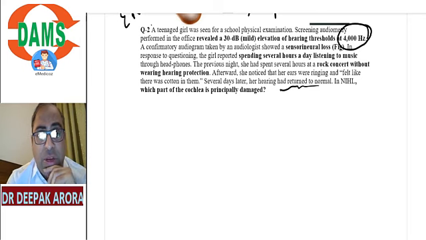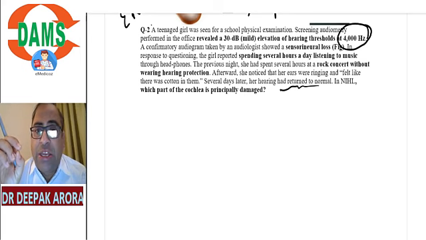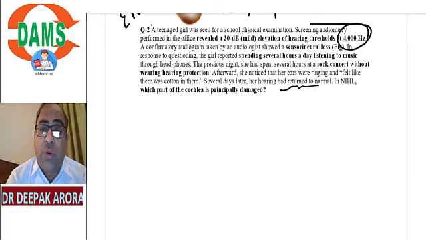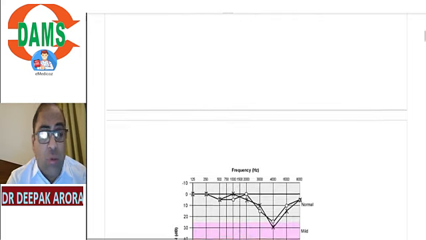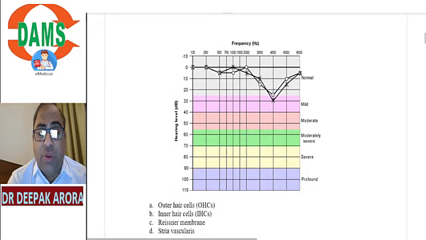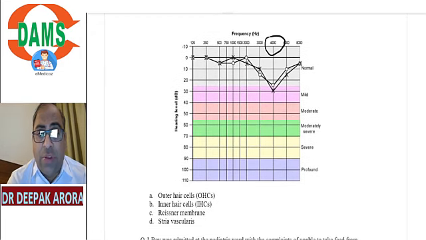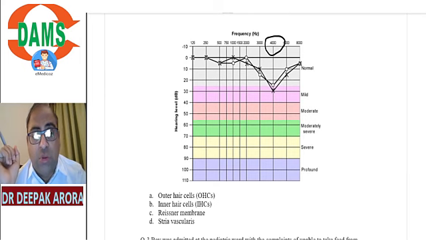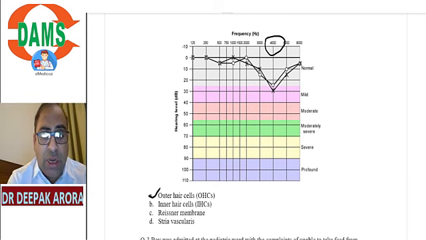In noise-induced hearing loss, which part of the cochlea is primarily damaged? Just try to learn which hair cells are at higher risk, more susceptible to damage. That is your outer hair cell. If the examiner gives you this audiogram, the loss is at 4,000. I am showing you Boiler's notch. The answer will be your outer hair cell.